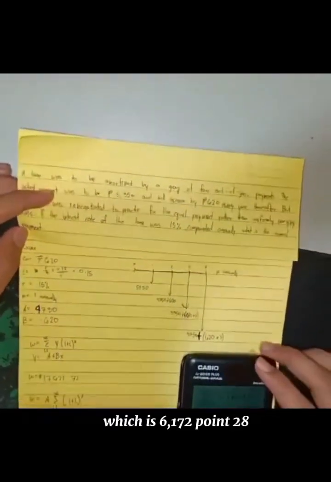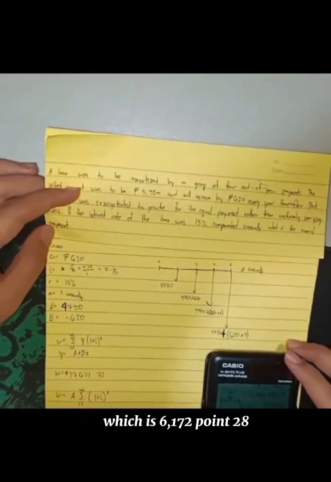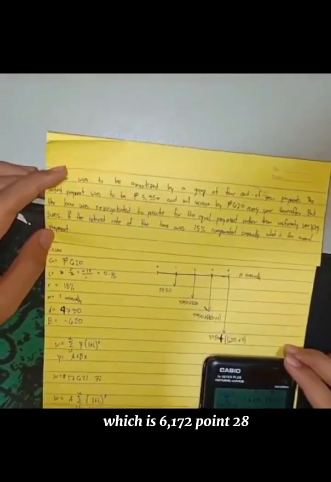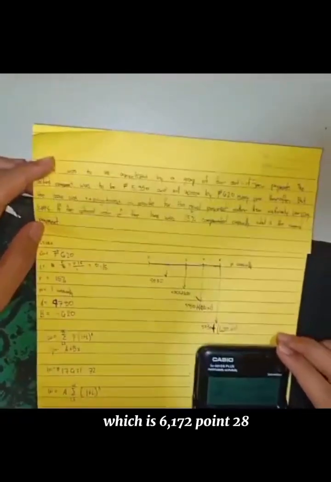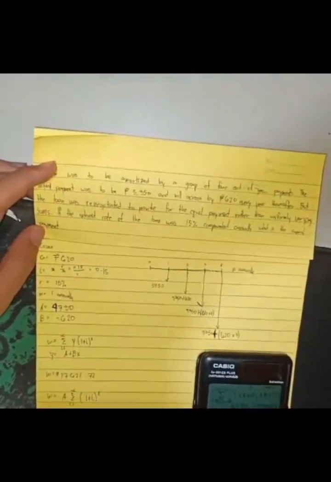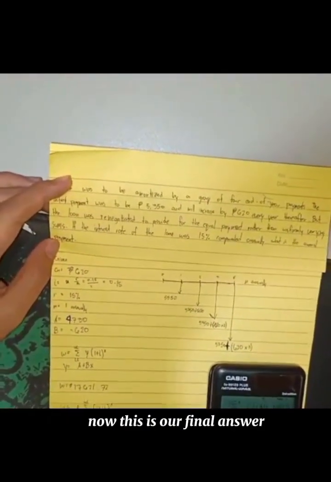We then found our annuity, which is 6,172.28. Now this is our final answer.